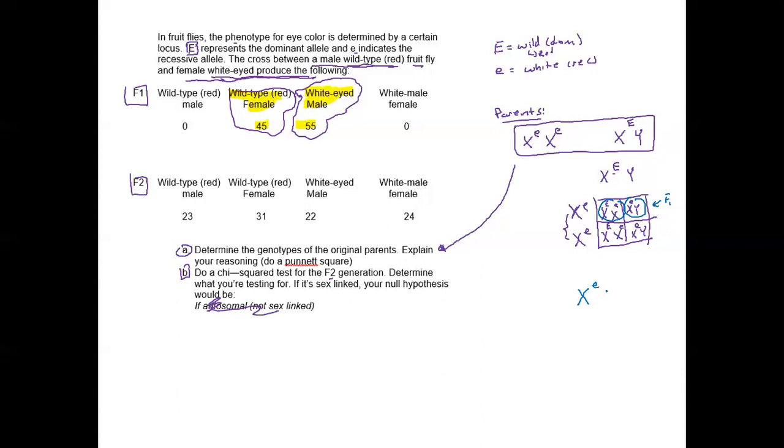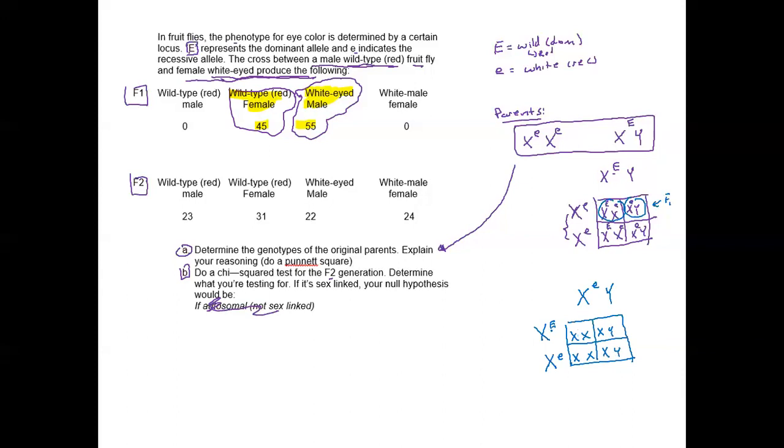So I'm taking a male that's wide-eyed, and I'm going to cross this guy over here with the female that was heterozygous. So she is having that genotype. So now when I cross these, let's see what our prediction is going to be.